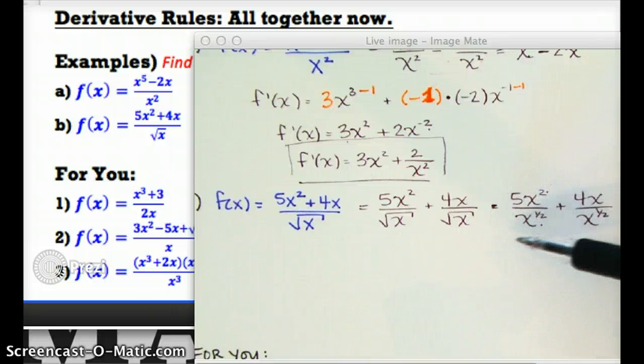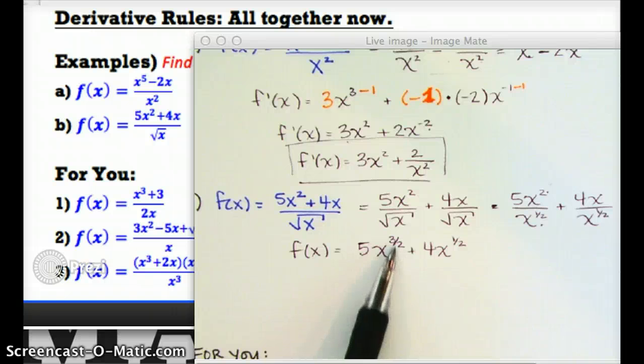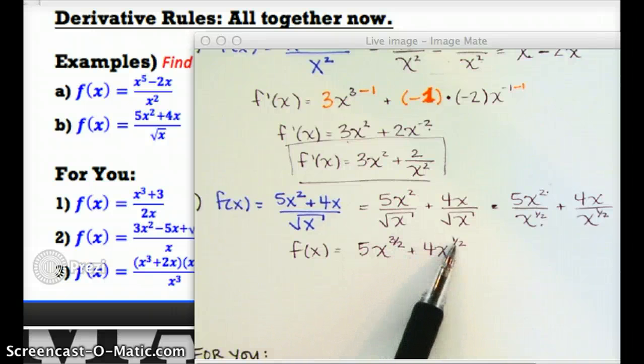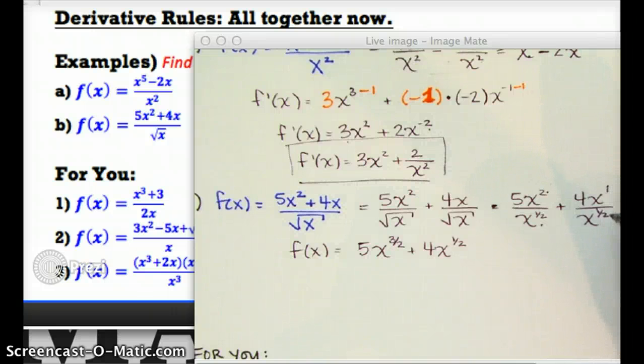Now, when we divide terms, we can just subtract the exponents. That's as long as there's no addition or subtraction on the numerator. We can just simplify that using exponent rules. So actually, f of x equals 5x to the 3 over 2, and 4x to the 1/2. Again, 1/2 came from subtracting 1 minus 1/2, and 3/2 came from subtracting 2 minus 1/2. Okay, this is the original function still. We've just rewritten it.